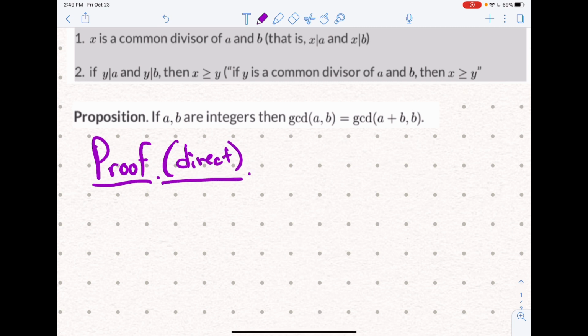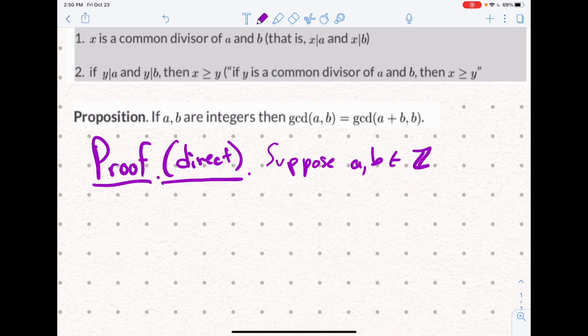The way I think of this proposition, it's interesting because if you have two integers and you find the biggest thing that divides them, then you can add a copy of one of the integers to the other, and those two new integers still have the same number that divides them. Adding that thing on doesn't somehow give you more divisors, which is kind of interesting. Okay, so what's the proof? Let's do this directly. Suppose that a and b are integers.